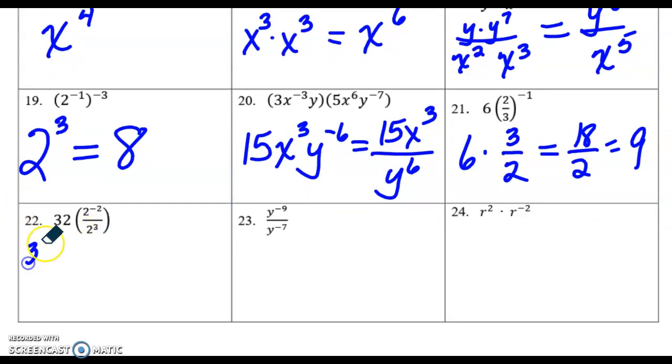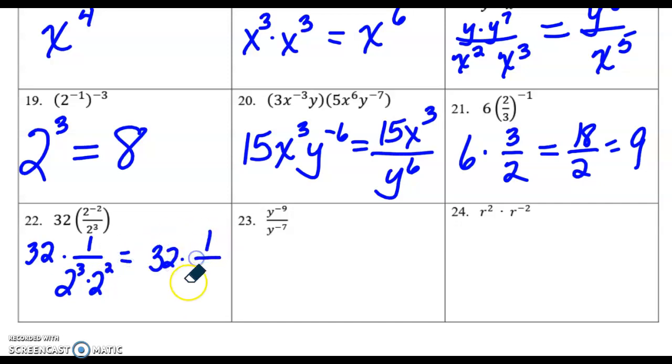Here you have 32. In the parentheses, the only thing that's being raised to the negative power is the 2 squared, so it comes down. So that would be 32 times 1 over 2 to the 5th. And if you left it like that, that's okay, but 2 to the 5th is 32, so you have 32 times 1 over 32. That's like 2 times a half. That's just equal 1. Intriguing.